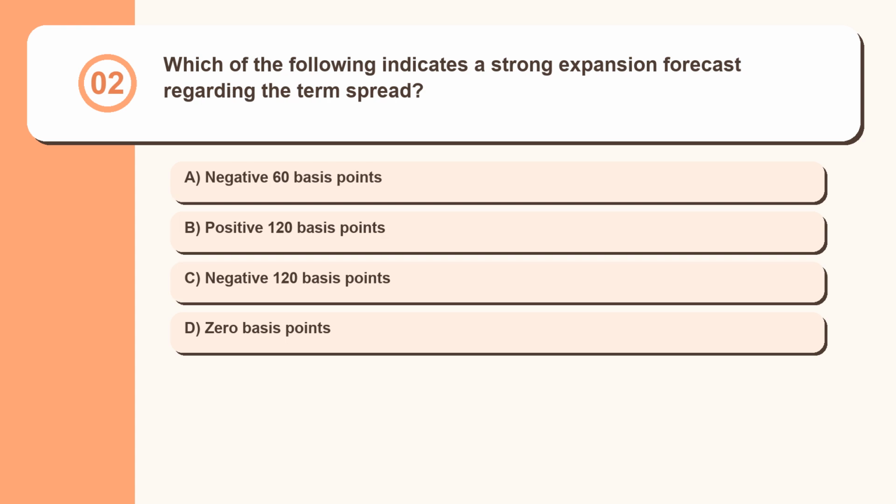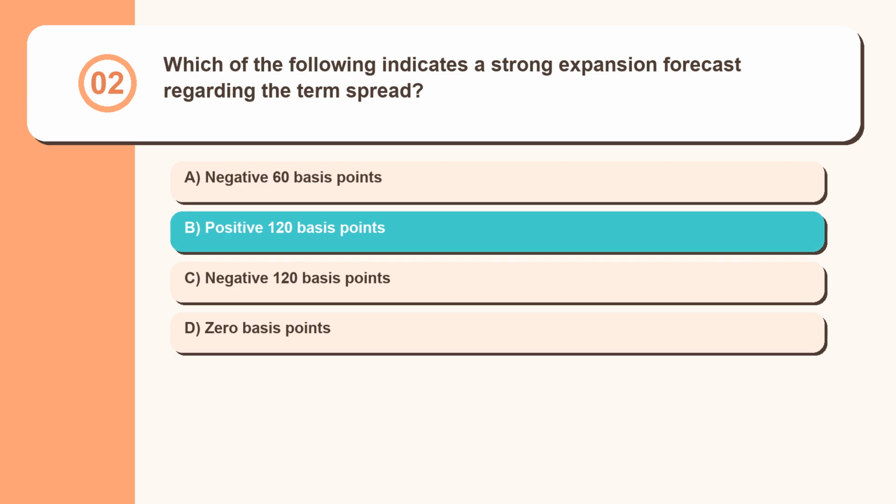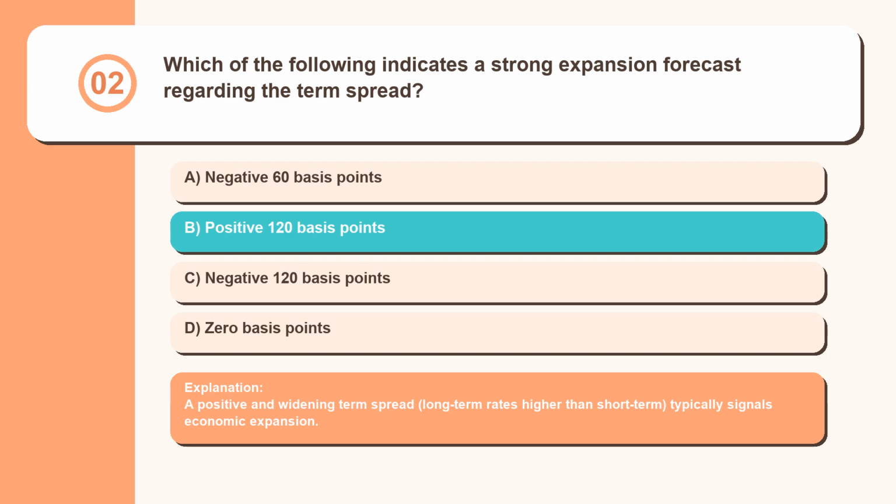Question 2. Which of the following indicates a strong expansion forecast regarding the term spread? Negative 60 basis points, positive 120 basis points, negative 120 basis points, 0 basis points. A positive and widening term spread, long-term rates higher than short-term, typically signals economic expansion.